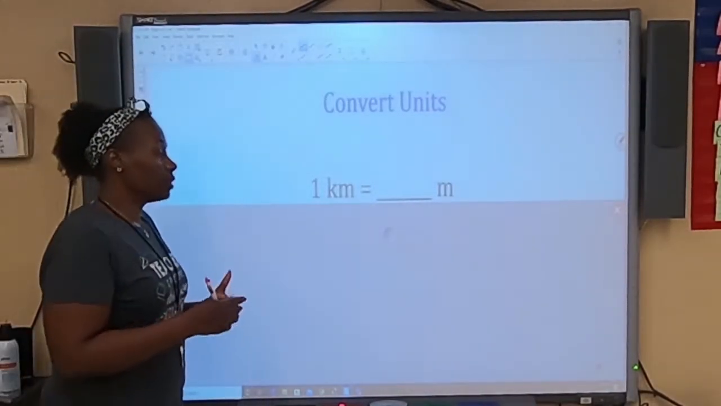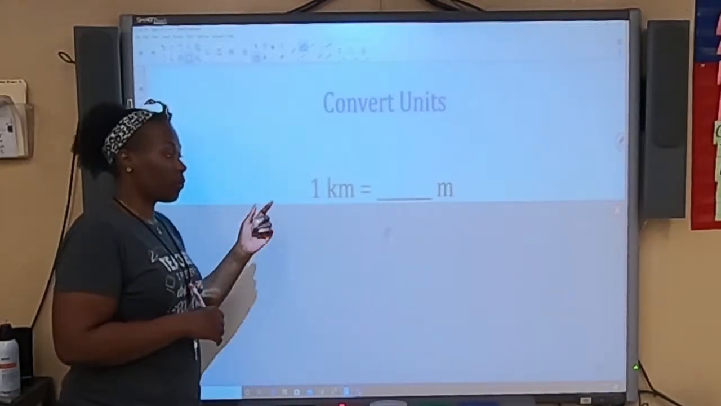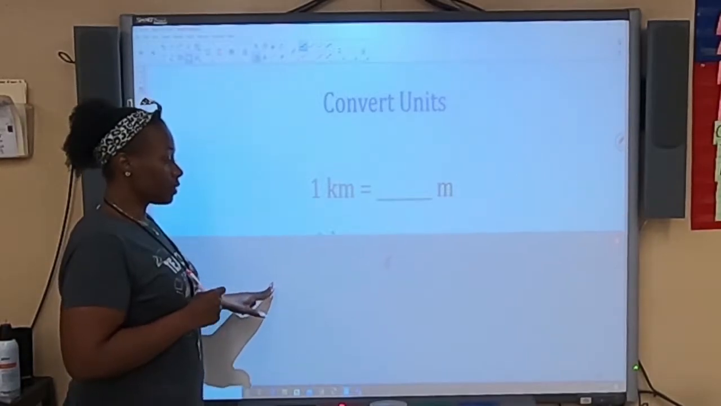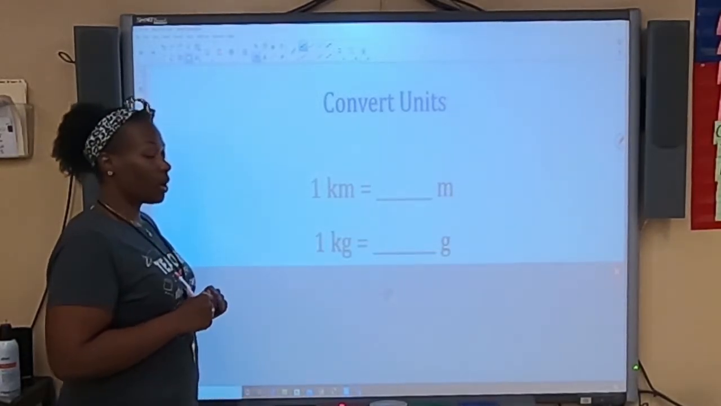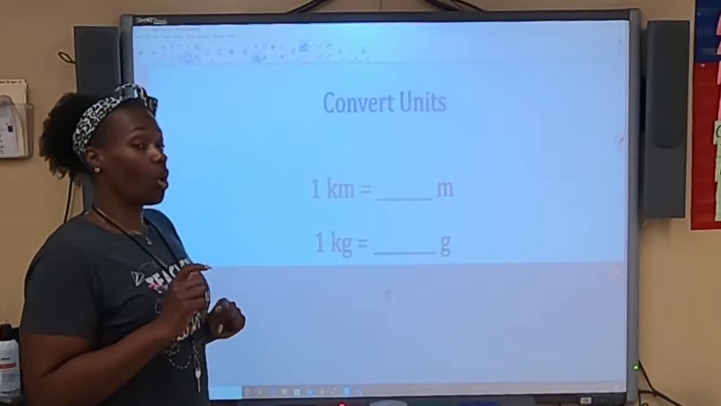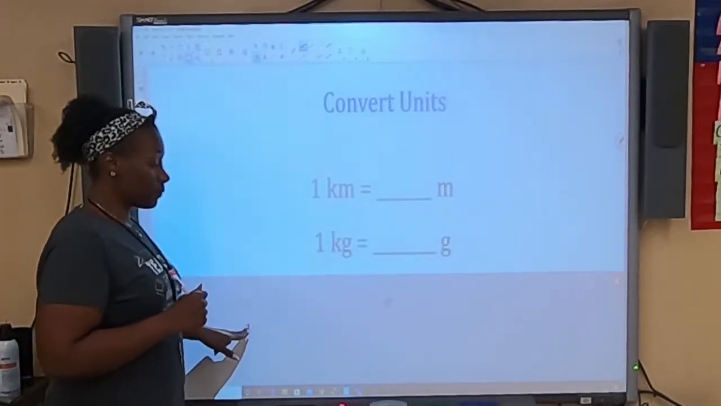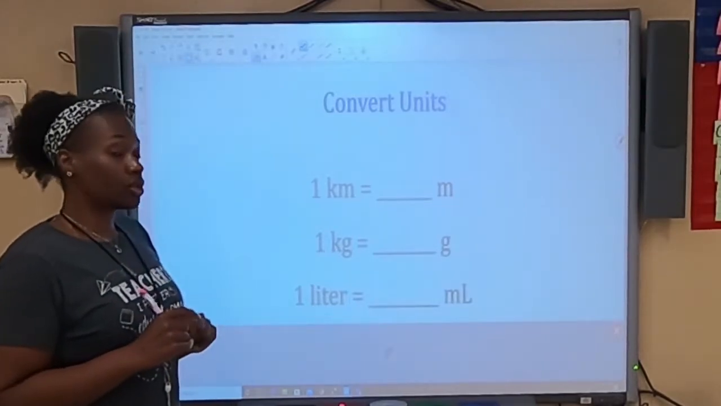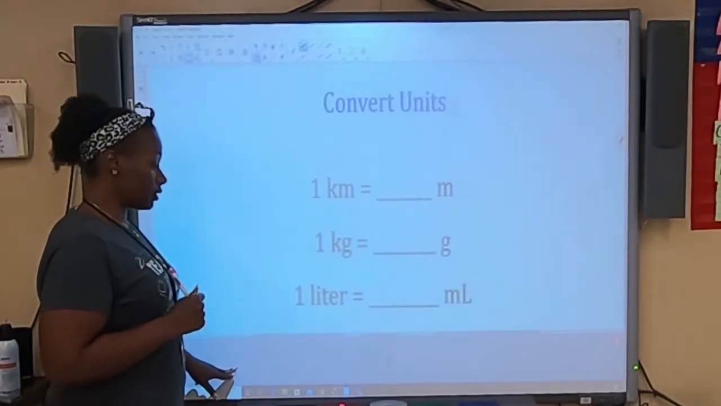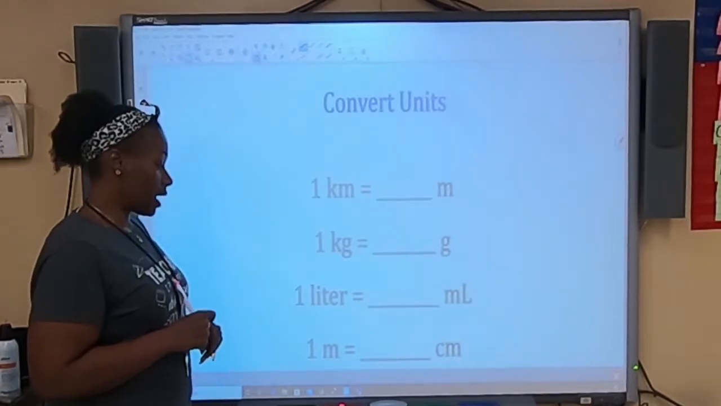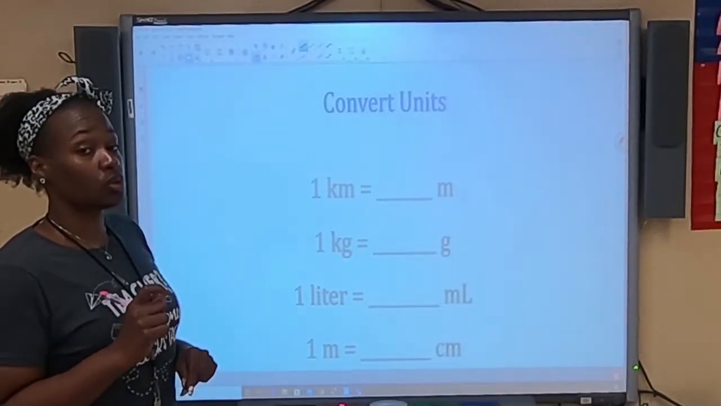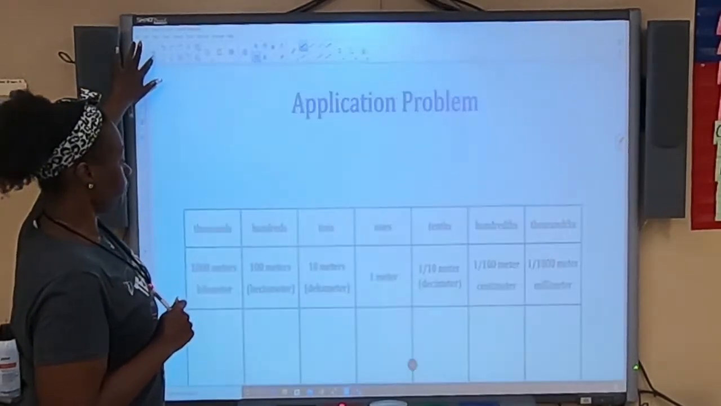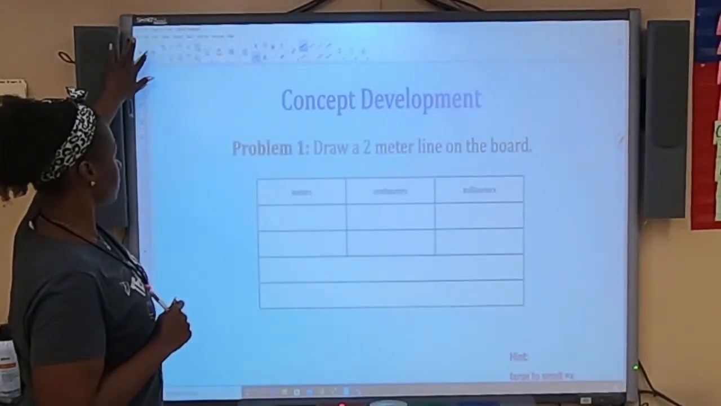Fourth grade review. In fourth grade, we learned that 1 kilometer equals 1,000 meters. We learned that 1 kilogram equals 1,000 grams. We learned that 1 liter equals 1,000 milliliters. And we learned that 1 meter equals 100 centimeters. So those are our metric units.